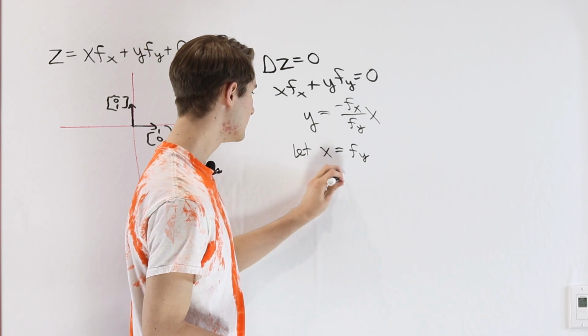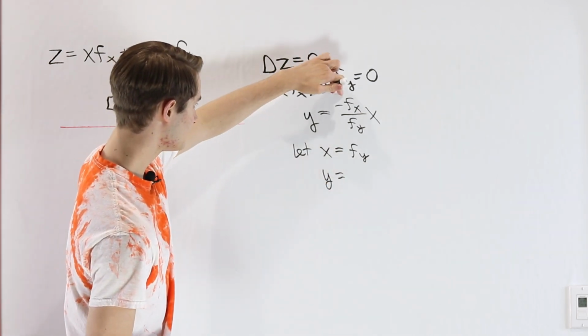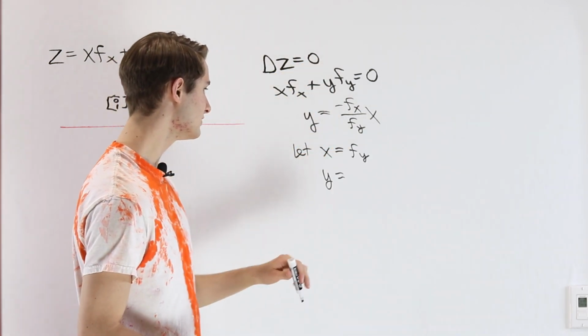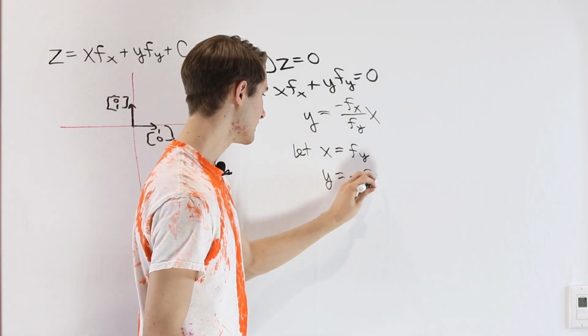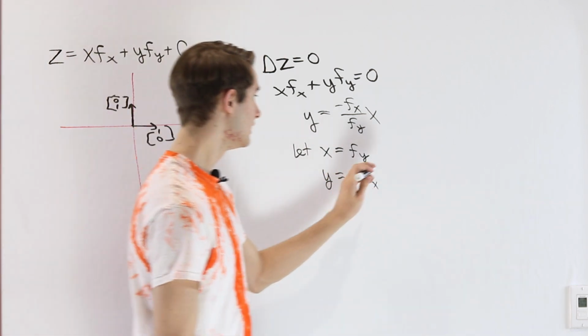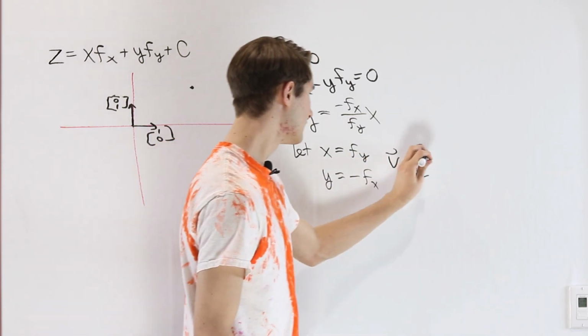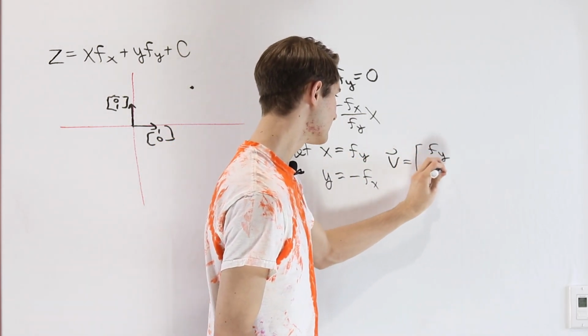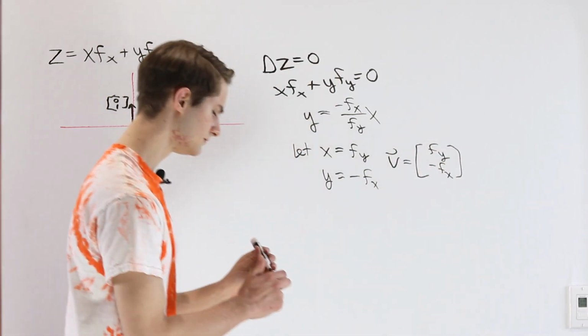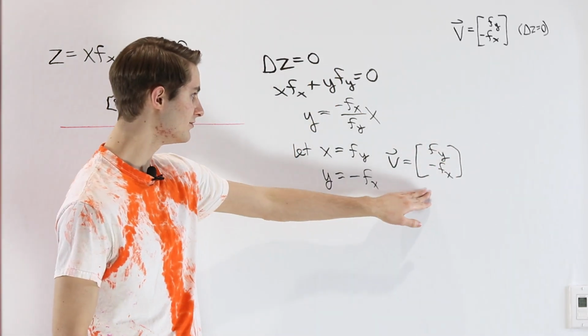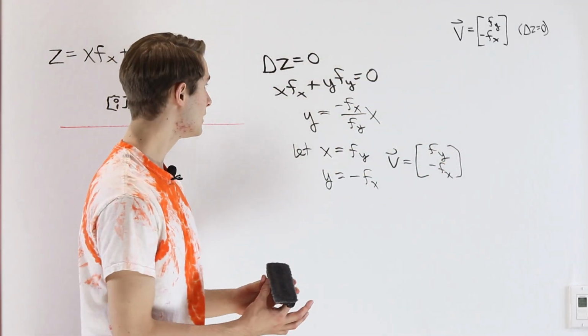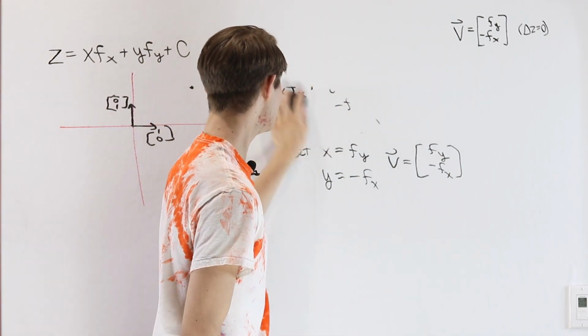And then y will equal negative f sub x over f sub y times f sub y, or negative f sub x. And therefore, our first vector is going to be f sub y, negative f sub x. So I've taken our first vector v here and written it up at the top of the board so that we can make a little more space here.